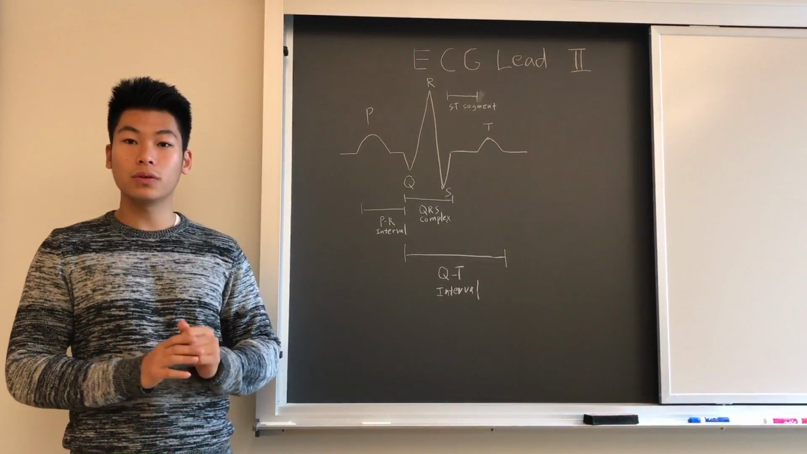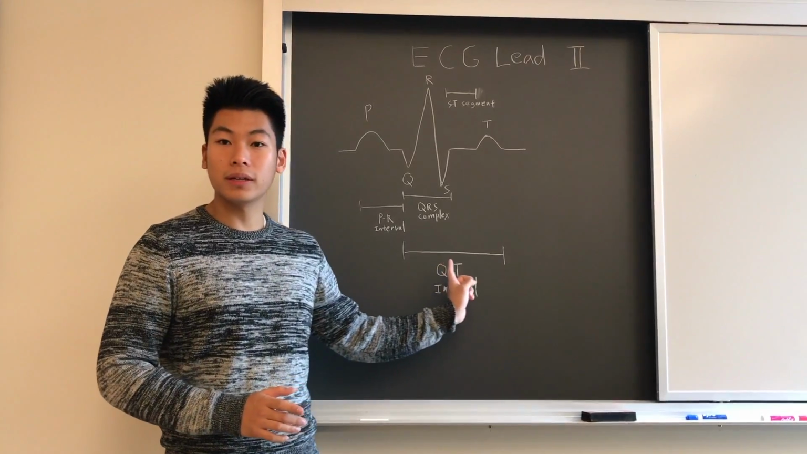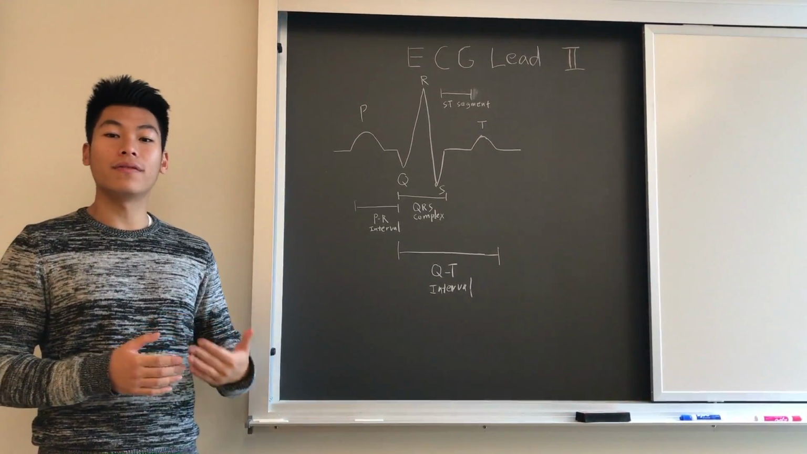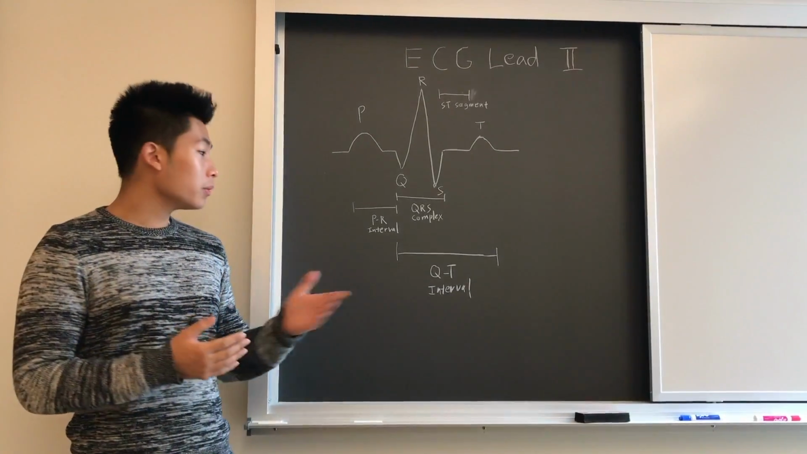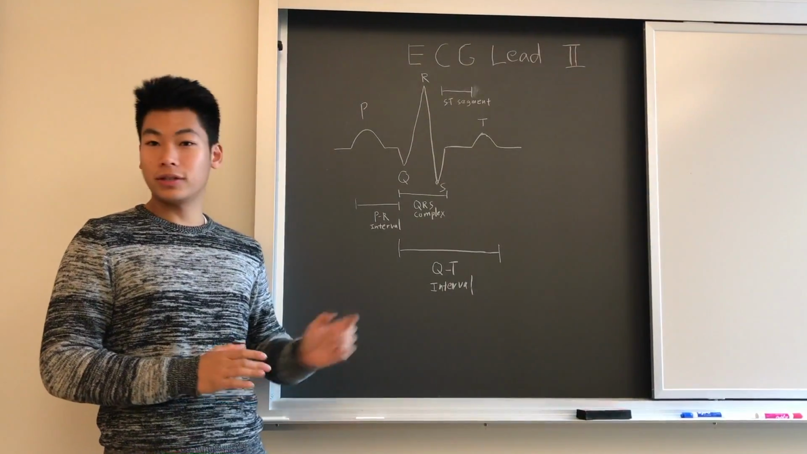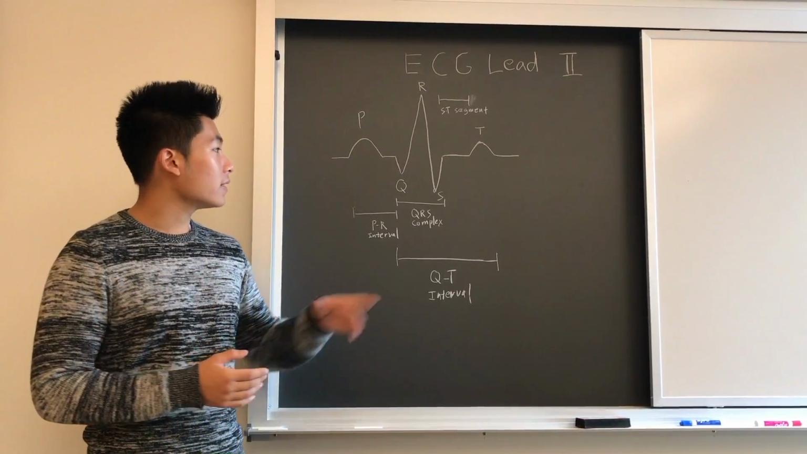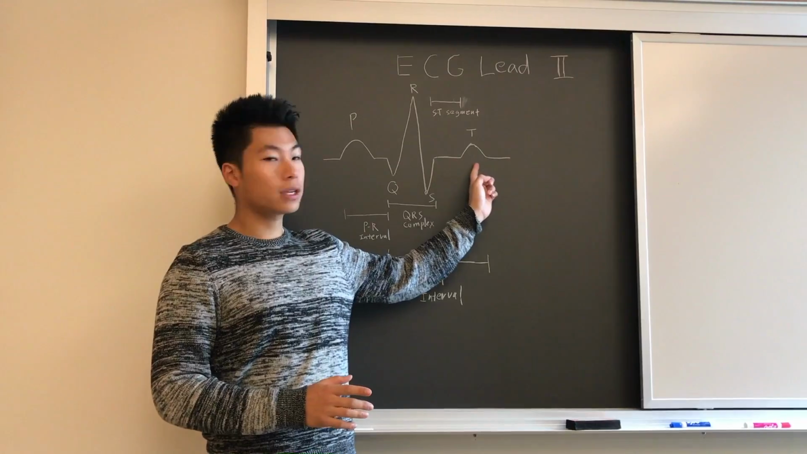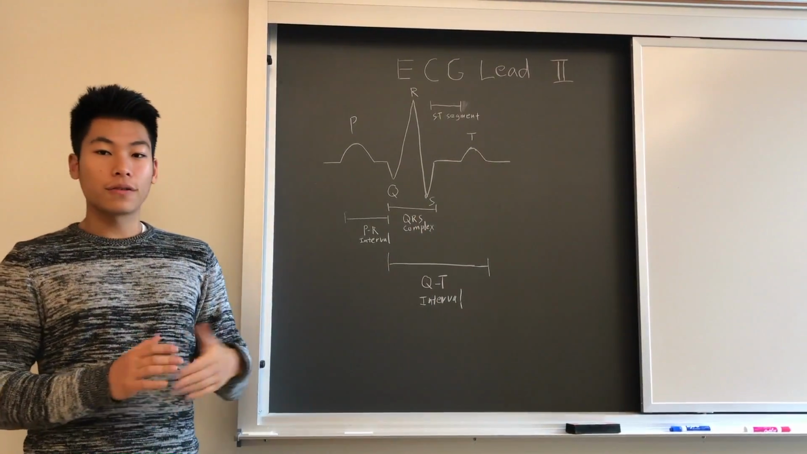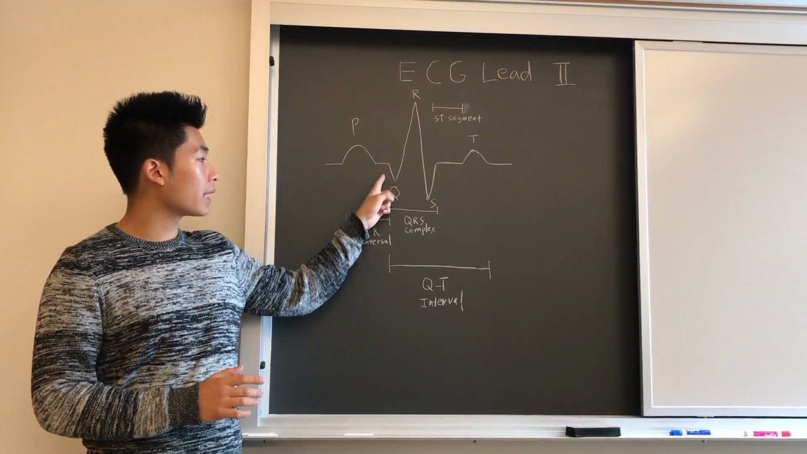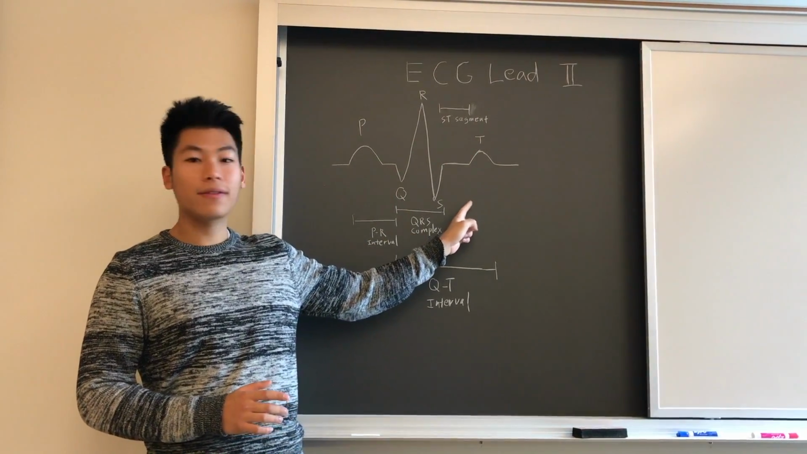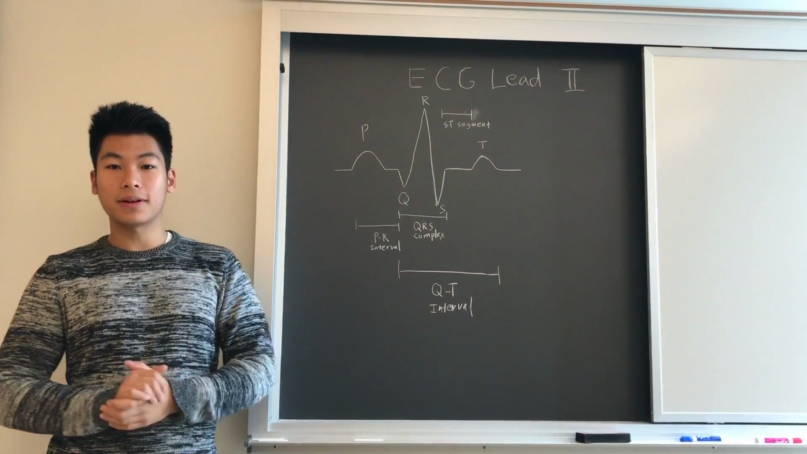This is the QT interval, which is the period of time in which electrical depolarization and repolarization of the ventricles occur. A normal interval lasts 0.42 seconds. The T wave is this positive deflection after the QRS complex and represents ventricular repolarization. From here, the beginning of the QRS complex to the apex, which is the top of the T wave, is called the absolute refractory period.